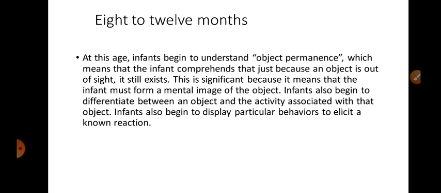Okay, 8 to 12 months, when they started to recognize the objects, they started to recognize a person. They can recognize the mother, they can recognize the father. If the mother is not visible, the baby starts to cry. Okay, in the 8 to 12 months stage, their growth is increased.